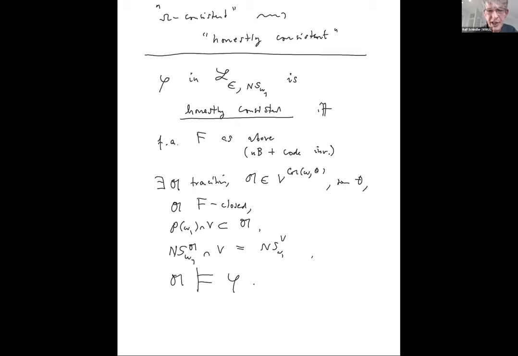Okay. So phi is honestly consistent if for every F, somebody gives you a challenge F, you are able to find somewhere outside of V a transitive F-closed model which does not kill stationary sets of V and which is a model of phi. Okay. And now we may turn to the version of the omega conjecture which we were actually able to prove. So we have the following theorem.